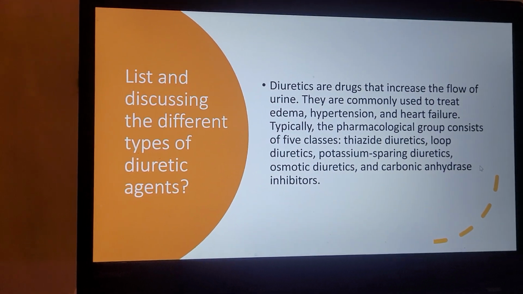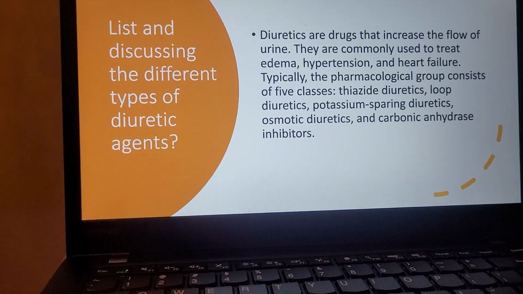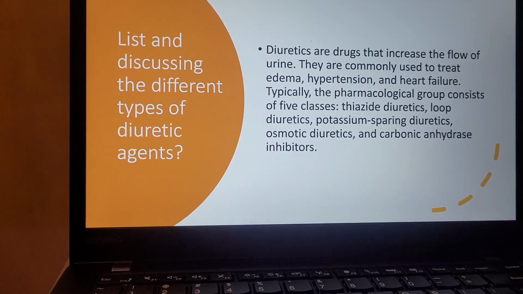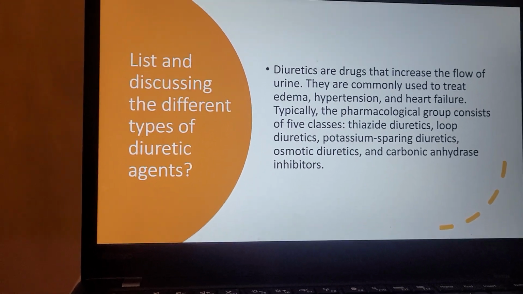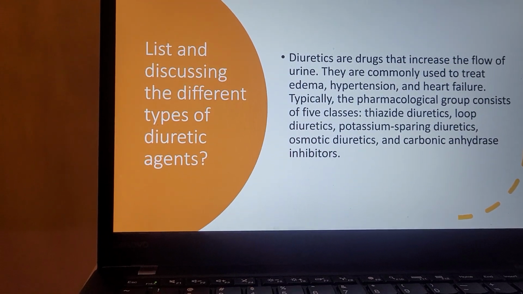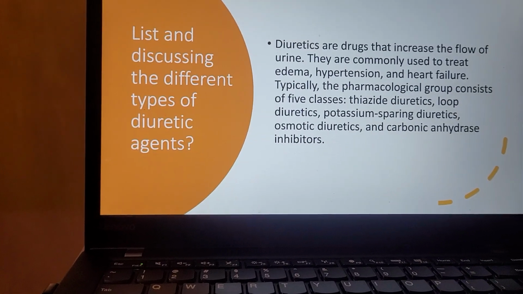And then it says to discuss the different types of diuretic agents. I found this information too. Diuretics are drugs that increase the flow of urine. They are commonly used to treat edema, hypertension, and heart failure.